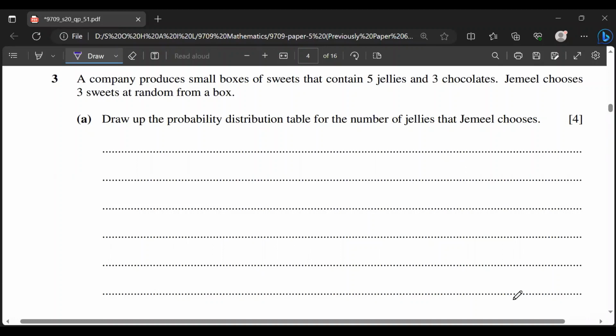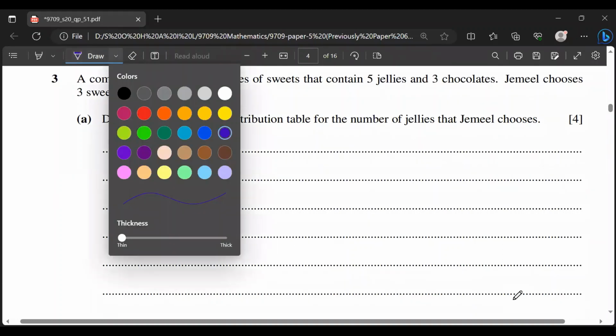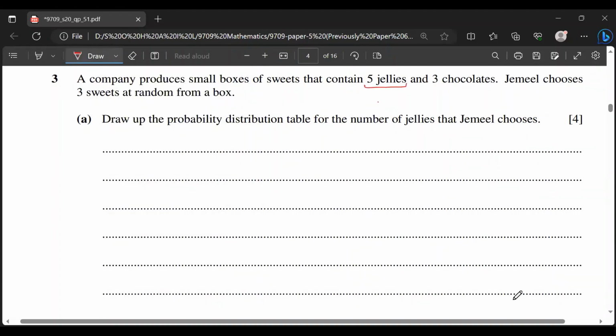So here we have the information. There are 5 jellies, 3 chocolates, and he chooses 3 sweets at random. Draw the probability distribution. For what? For the number of the jellies. So focus is on jellies.